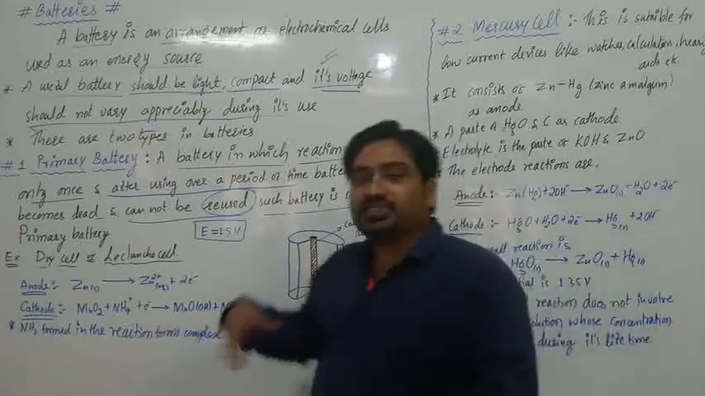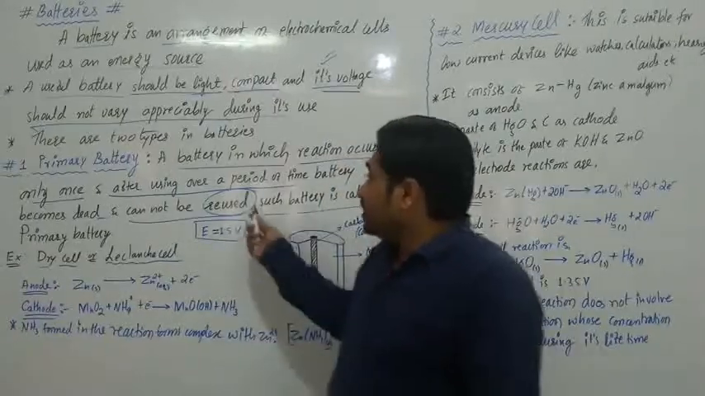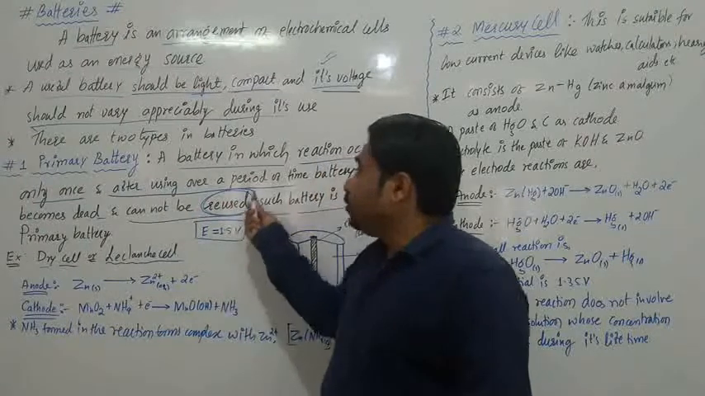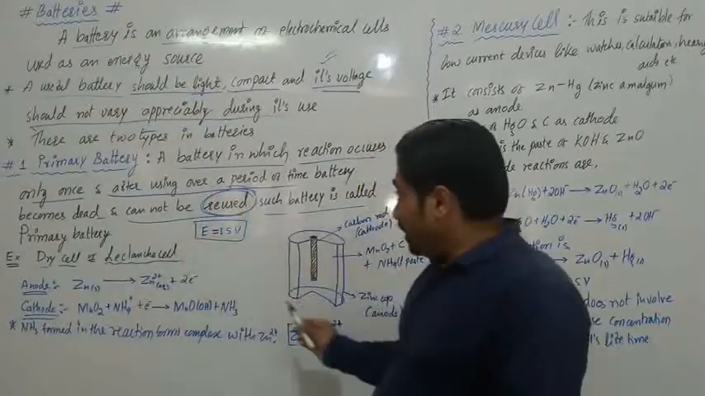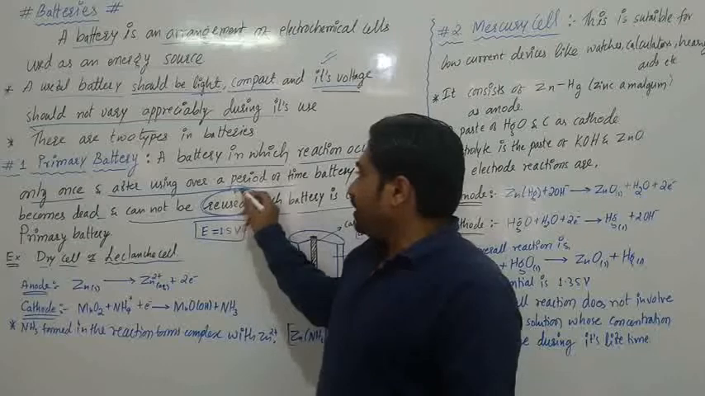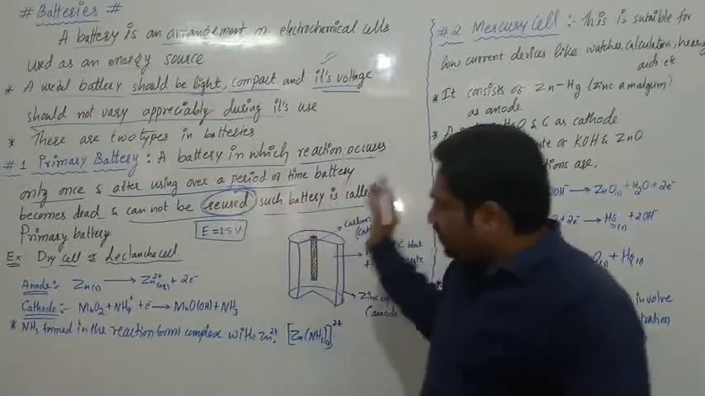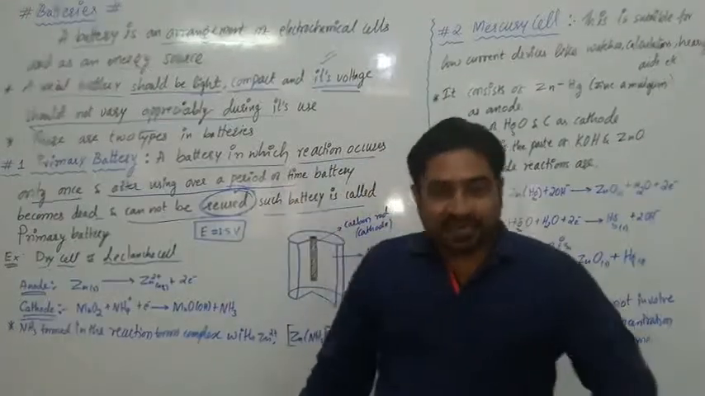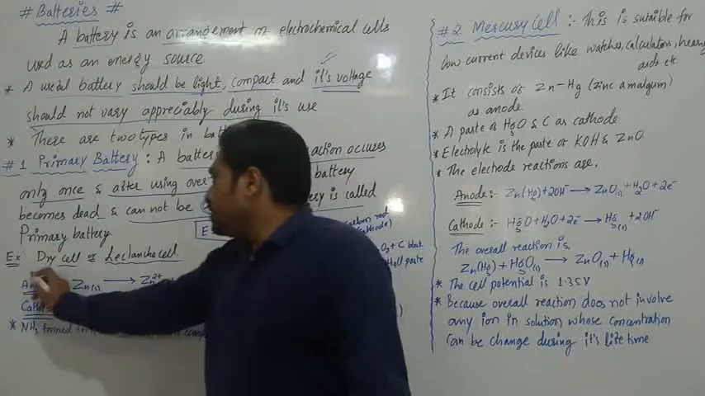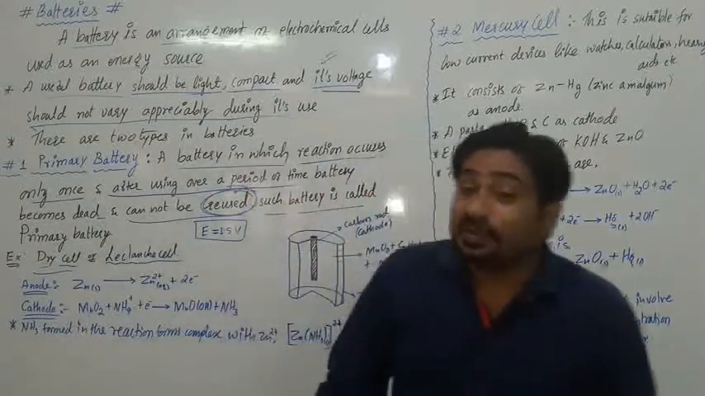So after that, what happens? The battery becomes dead, and that battery cannot be reused. If the batteries cannot be reused, that is definitely a primary battery. That battery is called a primary battery. The best example is the dry cell.